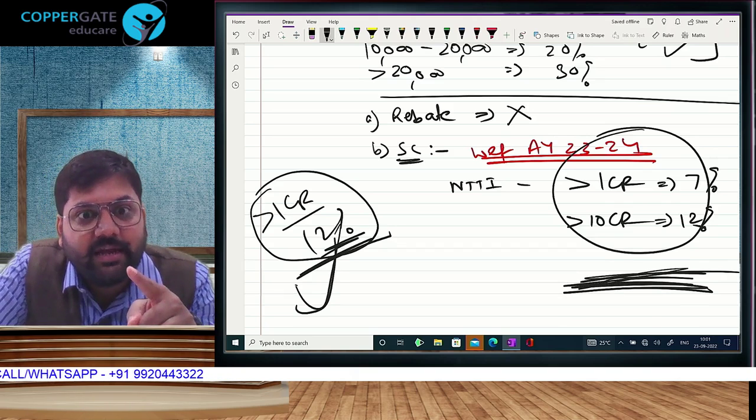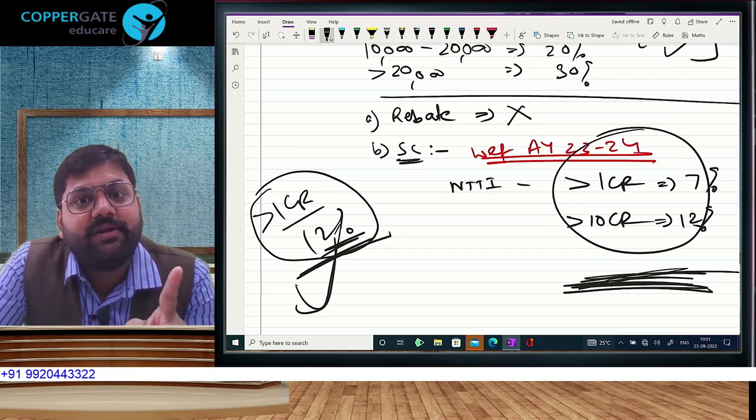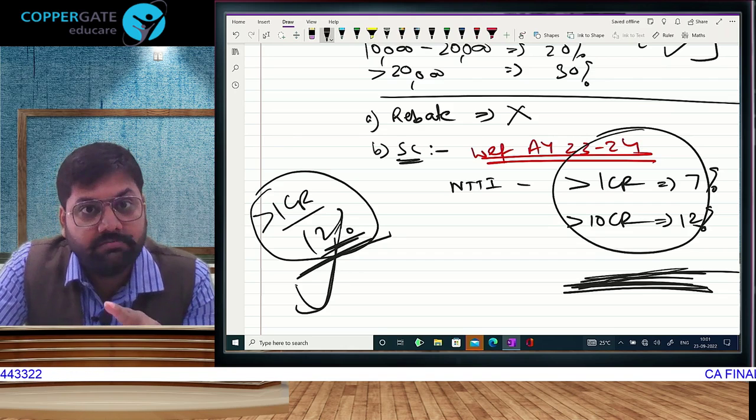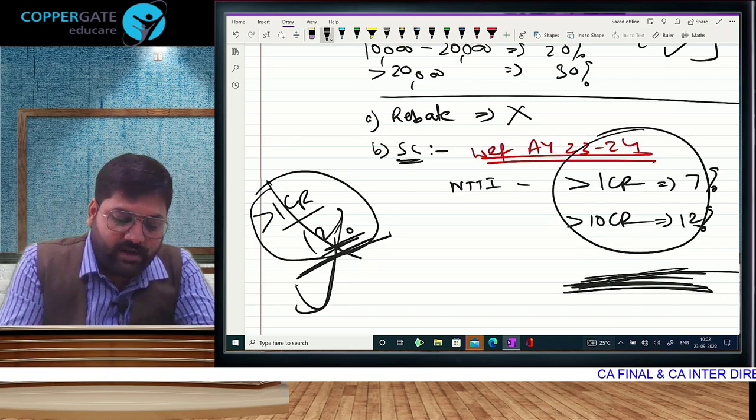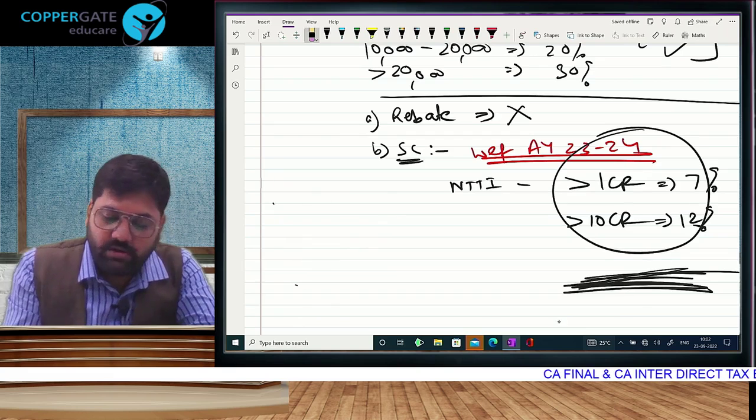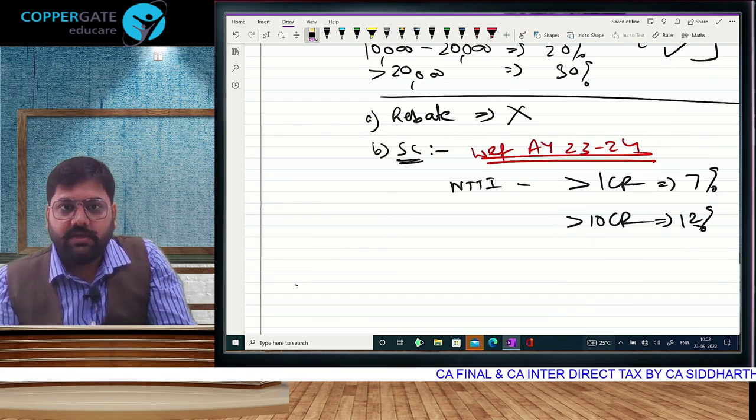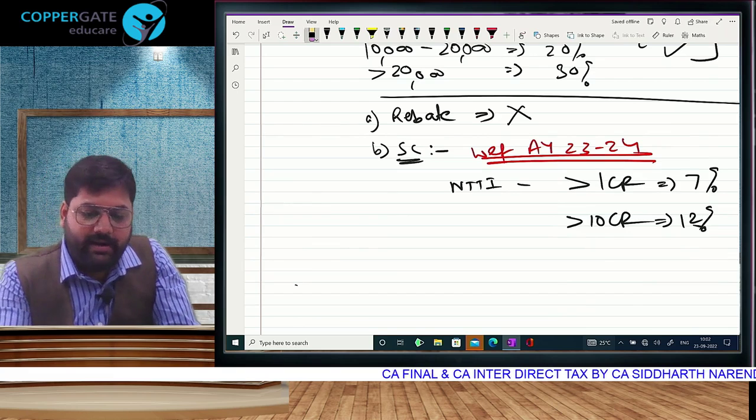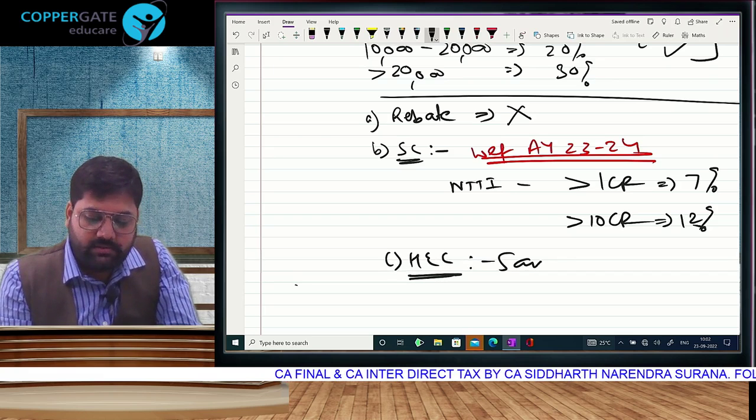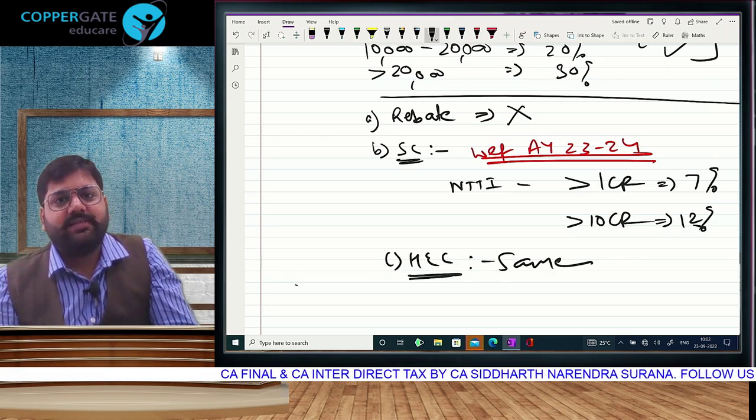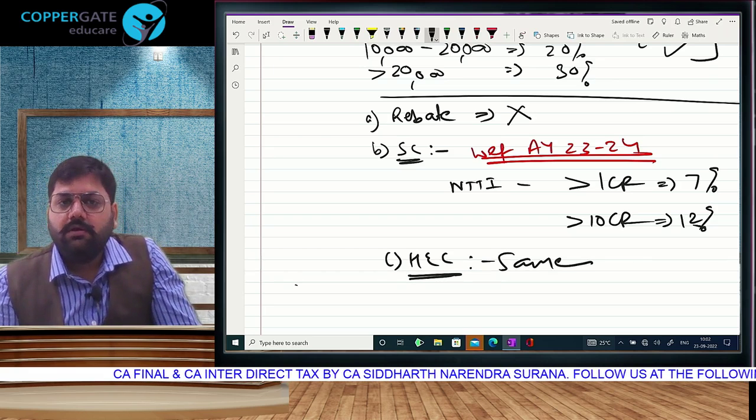Listen to my next line carefully. Cooperative societies till last year had same rate of surcharge as firms. Now they have same rate of surcharge as domestic company. You don't have to learn this. Anyways, this is gone. This is the new provision. This is the surcharge for cooperative societies. Is that clear? And last, congratulations. Always 4% on basic plus surcharge. Surcharge if applicable. Is this clear?